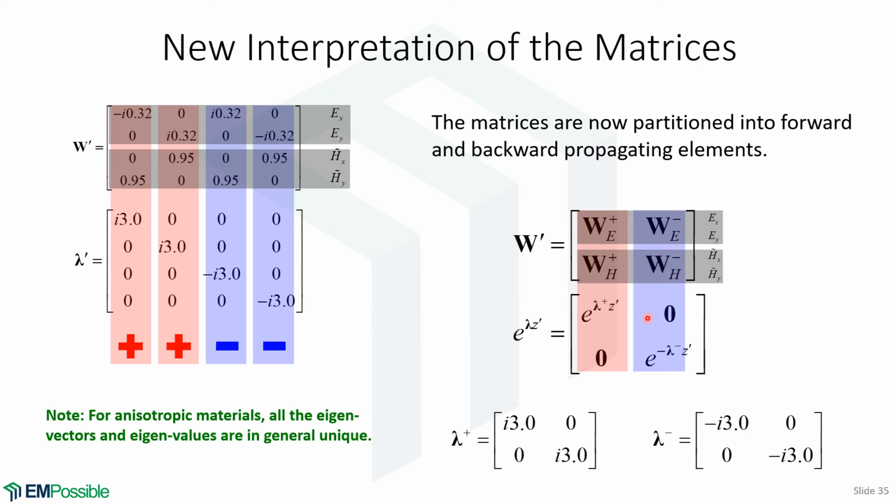We can do the same thing in the eigenvalue matrix. Of course, the lower left and upper right quadrants are zero, so we don't have to be concerned about them. But the upper left quadrant is our exponential for the forward waves, and our lower right is our exponential for the backward waves. So by sorting it, we can then partition our matrices and ascribe meaning to them.